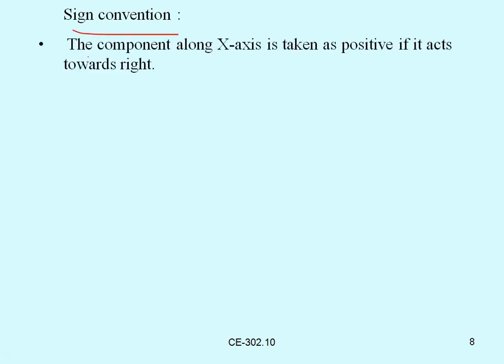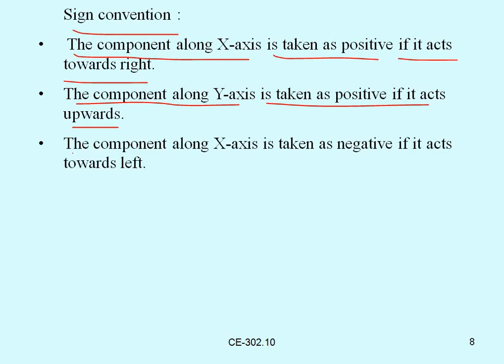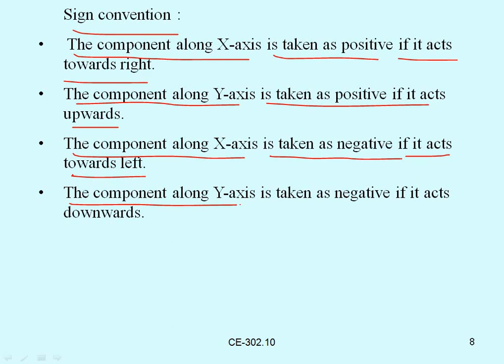Now the sign convention. The component along the x-axis is taken as positive if it acts towards the right. The component along the y-axis is taken as positive if it acts upwards. The component along the x-axis is taken as negative if it acts towards the left. The component along the y-axis is taken as negative if it acts downwards. So this is a sign convention we have to remember.